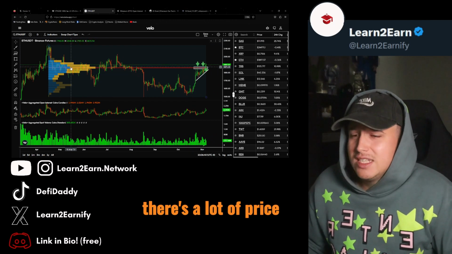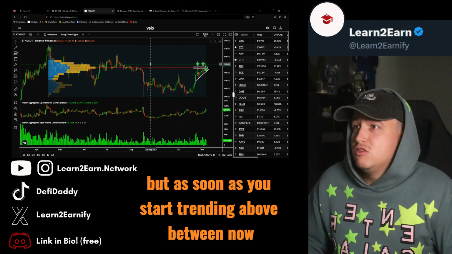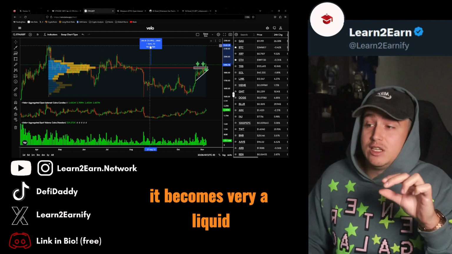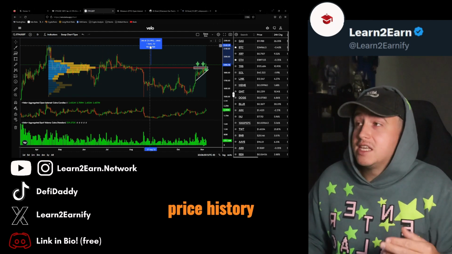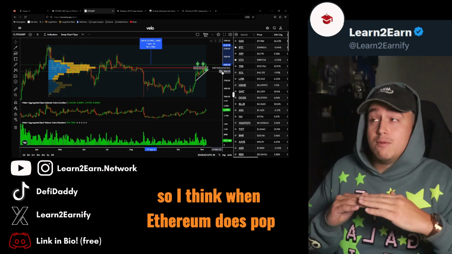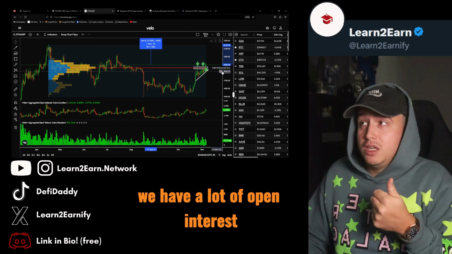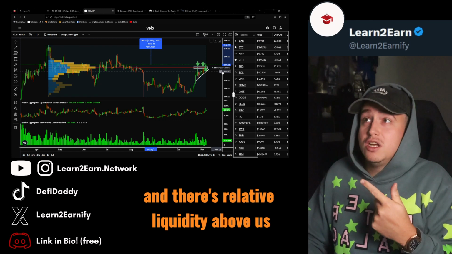There's a lot of price action history, but as soon as you start trending above, between now and the swing high at 2150, it becomes very illiquid. There is not much price history. So I think when Ethereum does pop, it's going to pop with force. We have a lot of open interest, and there's relative illiquidity above us.